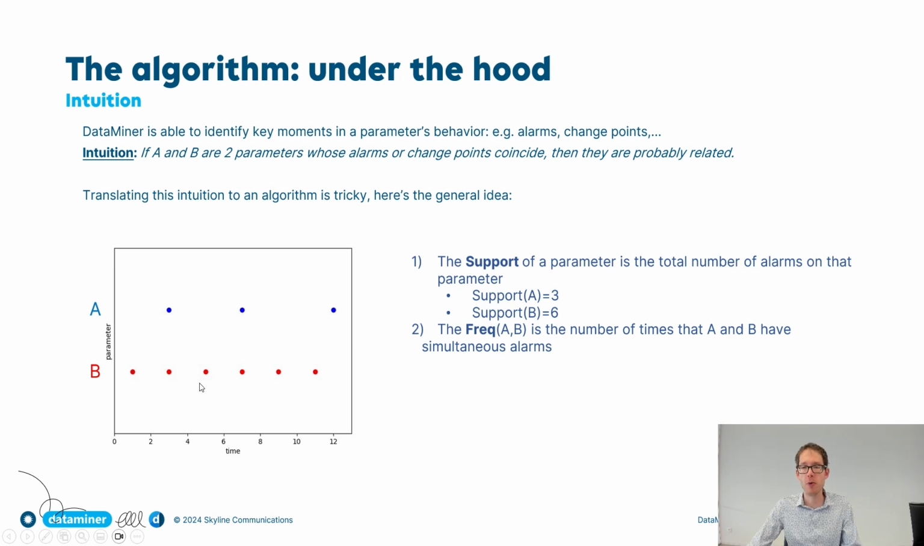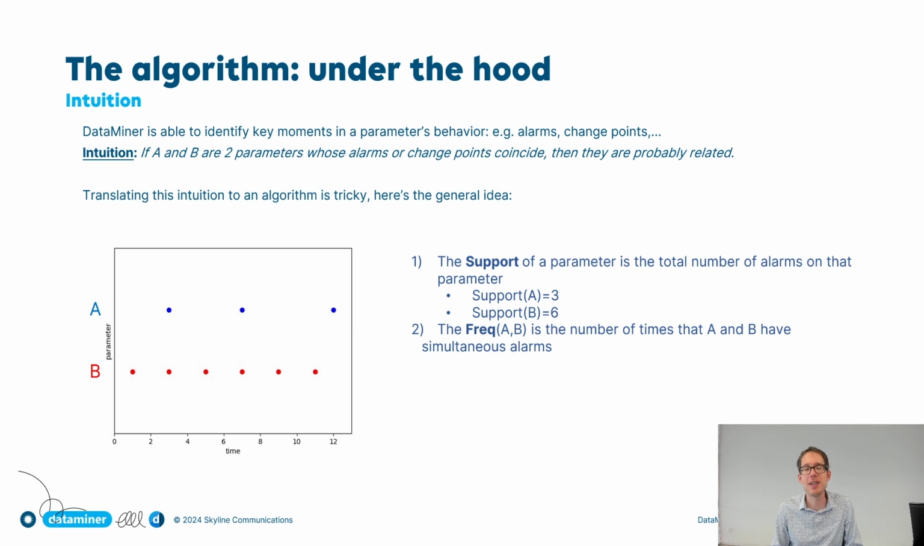Now, the support of a parameter is the total number of alarms on that parameter. This means that the support of A equals 3 and the support of B equals 6, because there are 6 alarms on B. The frequency AB is the number of times that A and B have simultaneous alarms.